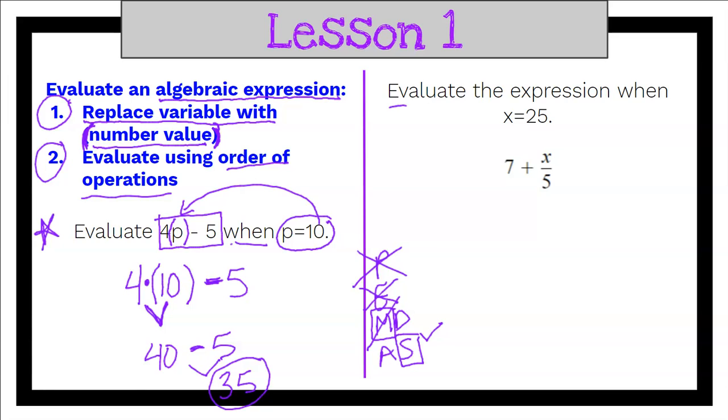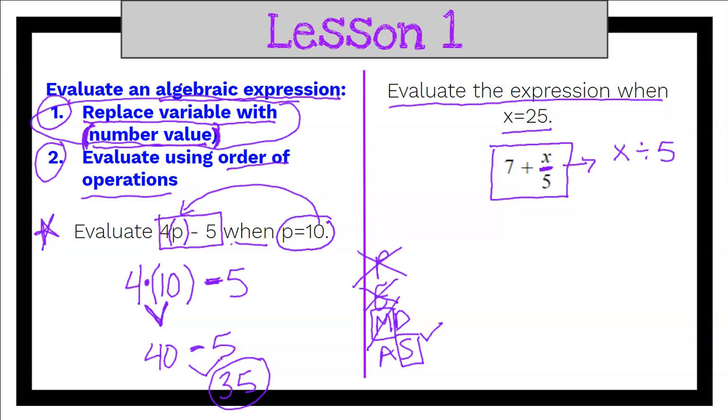Last example, evaluate the expression when x equals 25. So our expression is 7 plus x over 5. So x over 5 right here, that just means x divided by 5. That fraction bar is just another way to represent division. So remember, step 1 is to replace our variable with the number value in parentheses. So our value for x is 25. We have to replace x with 25 in parentheses.